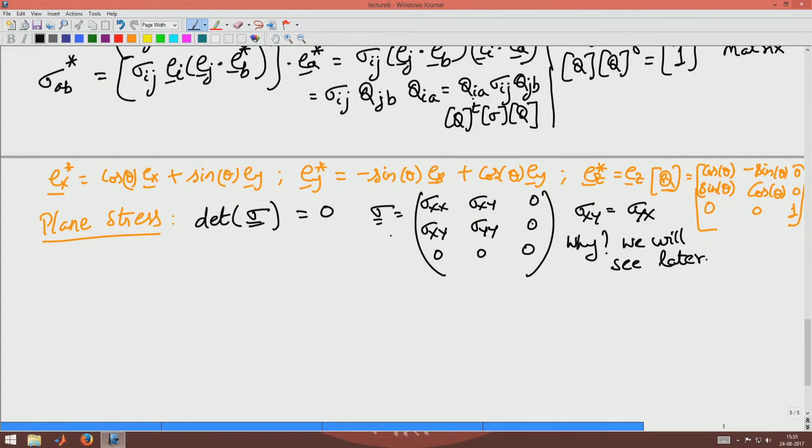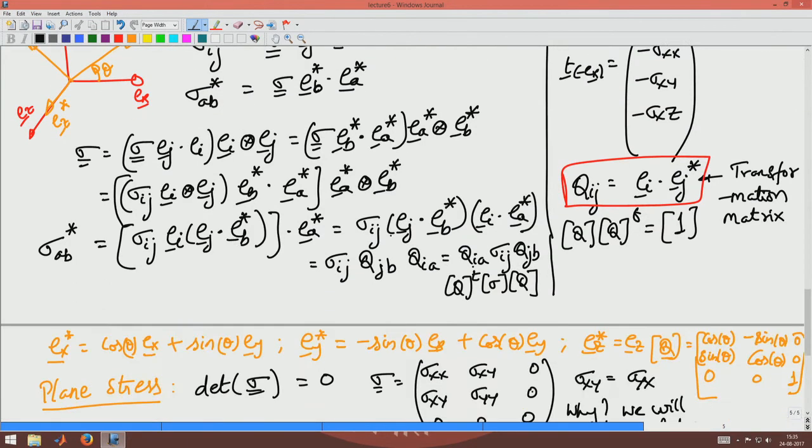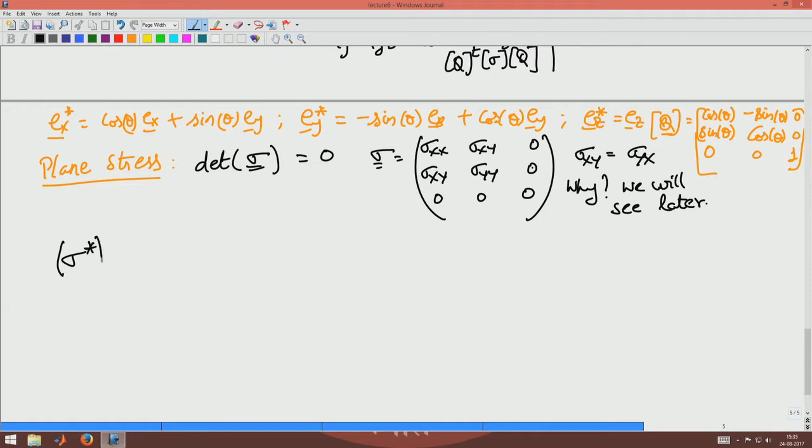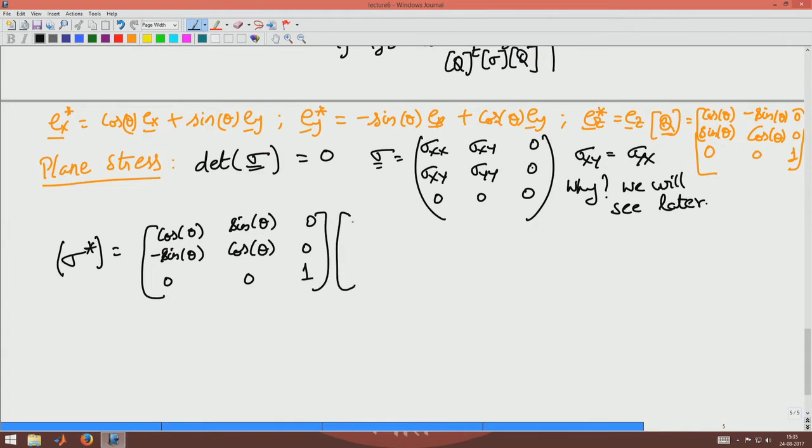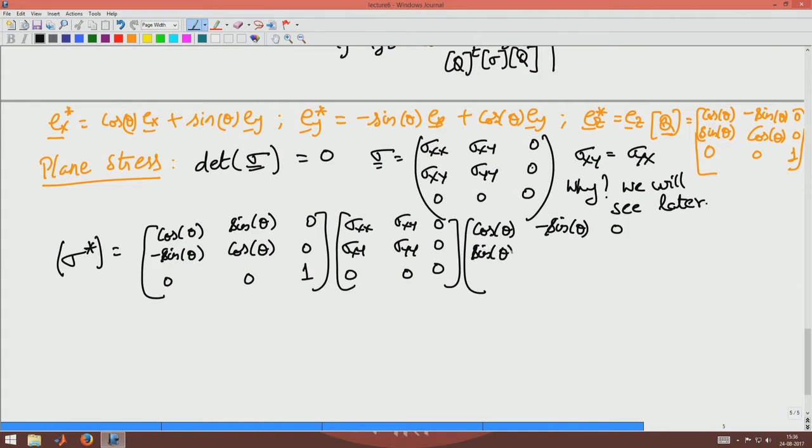Now, I have got Q, I have got sigma. Now, let us substitute and find sigma star. I want to find sigma star, so I have to do Q transpose. Q transpose would be cos theta, minus sin theta, 0; sin theta, cos theta, 0; 0, 0, 1, multiplied by sigma xx, sigma xy, 0; sigma xy, sigma yy, 0; 0, 0, 0, into cos theta, minus sin theta, 0; sin theta, cos theta, 0; 0, 0, 1. This is Q. So, let us first do these two multiplications.